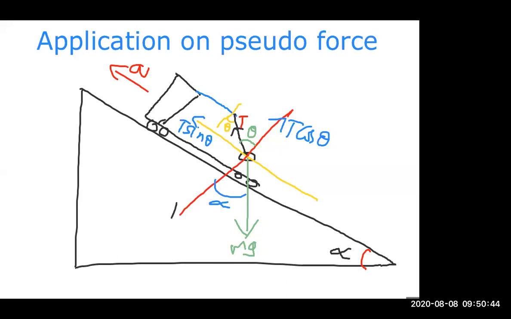If I resolve mg into components, what should I do, beta? Observe carefully, mg is downward and this angle is alpha. Where the angle is made, that line is always the cos term, and where the angle is not made, that line is always the sin term. So I can write this as mg cos alpha, and this one as mg sin alpha.